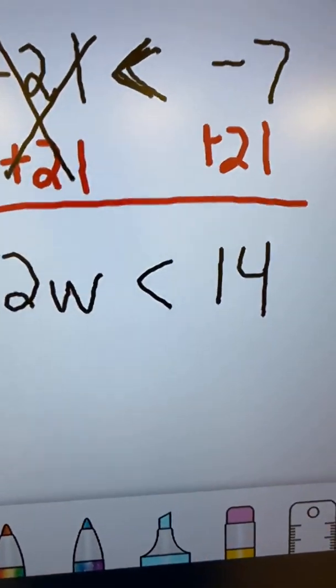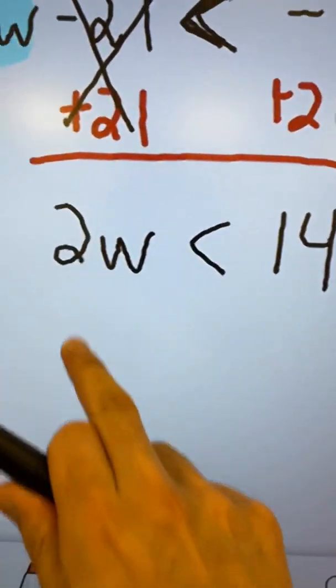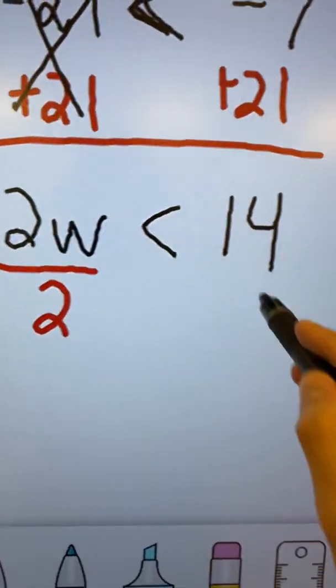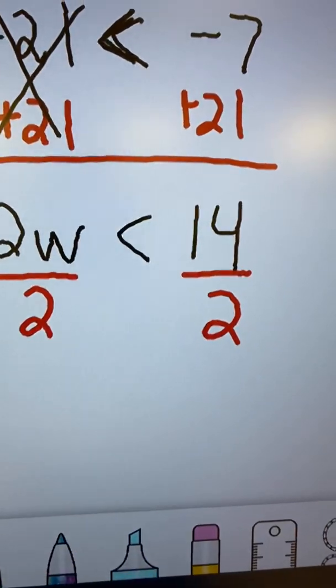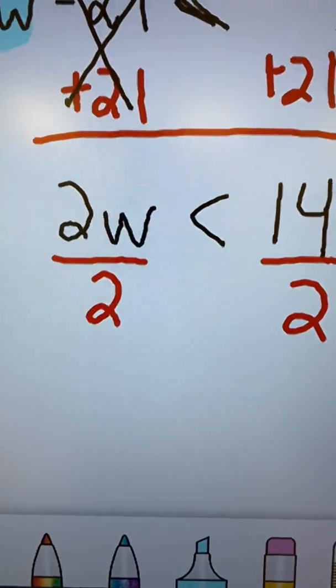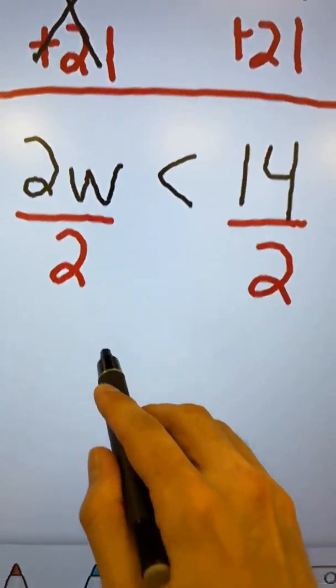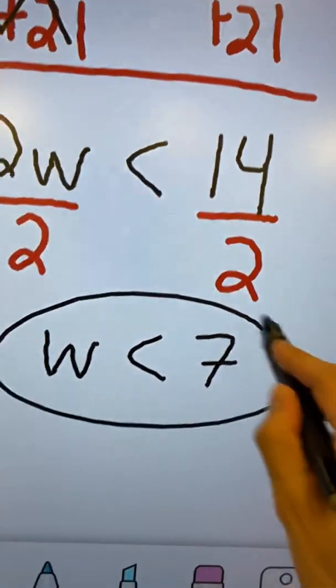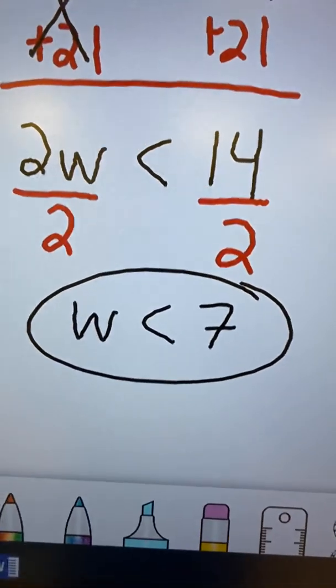And now, in the last step, in order to make this into a 1W, I've got to divide by 2. 2 divided by 2 is 1. Then I'm going to do the exact same thing on this side as well. And then the last step is just to simplify. 2 divided by 2, I get 1W less than 14 divided by 2, which is 7. So that will be my solution set.